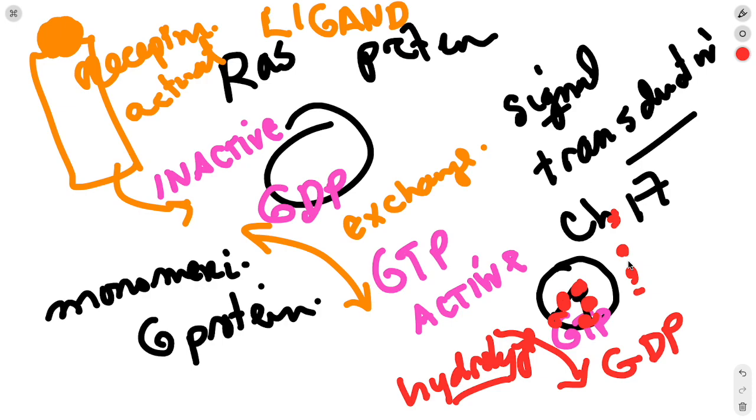Right now, we don't have mutations. It's doing fine. It gets turned on and then it turns itself off. But it picks up mutations and it doesn't turn itself off very well, and we get uncontrolled cell growth because it stimulates that pathway. Okay? Yes?